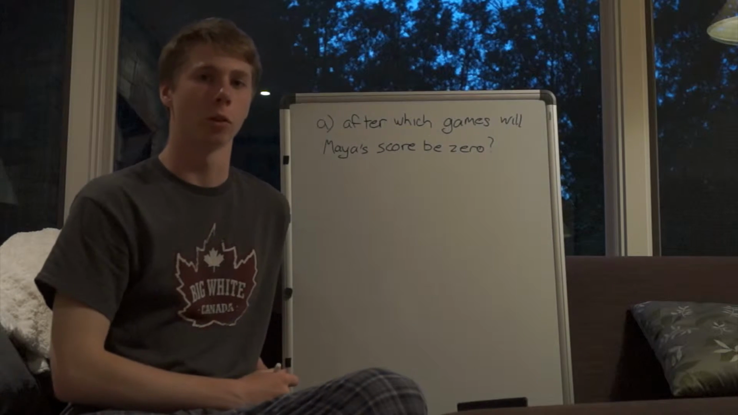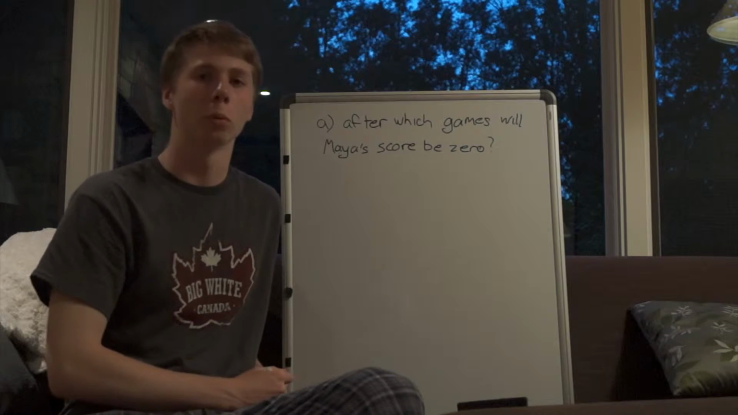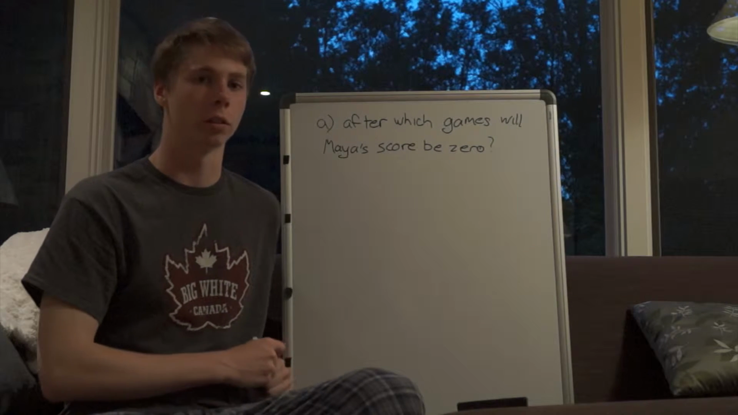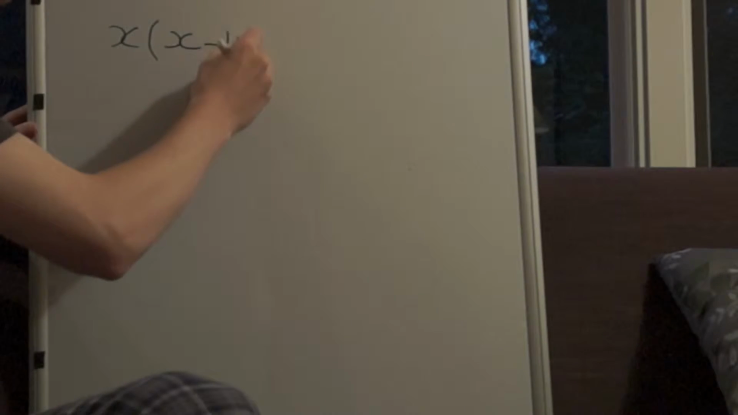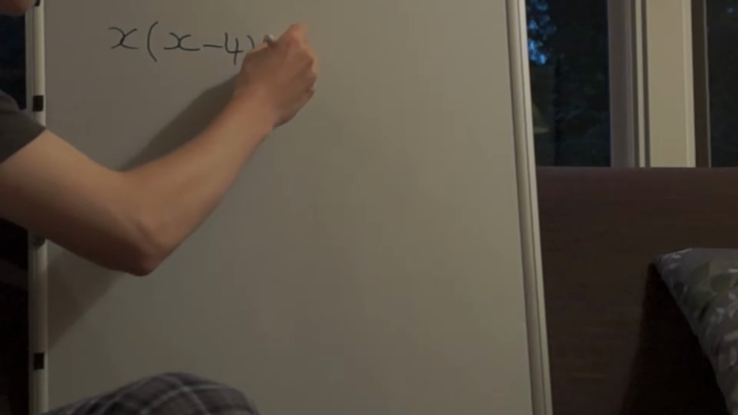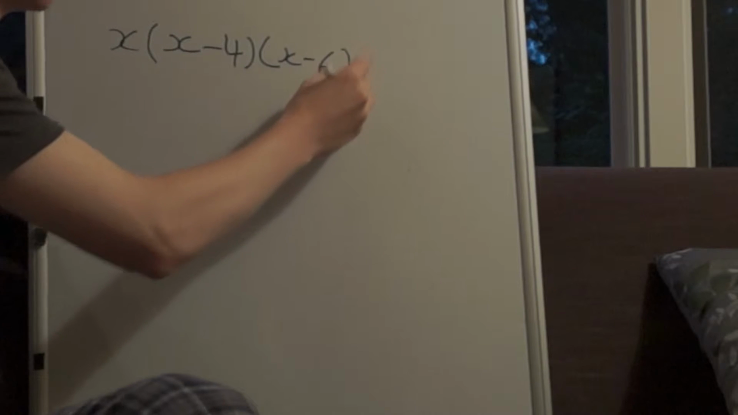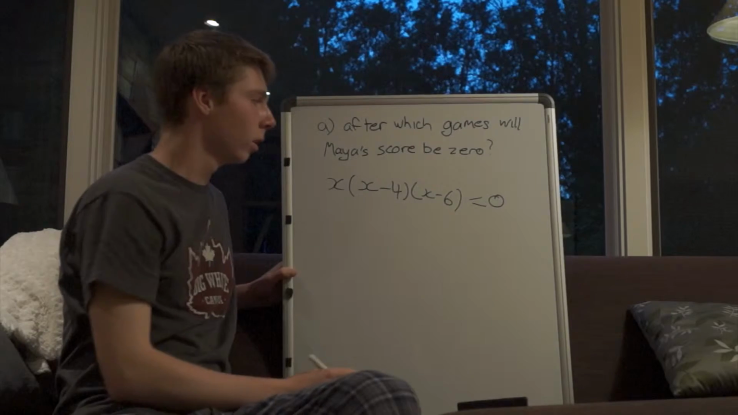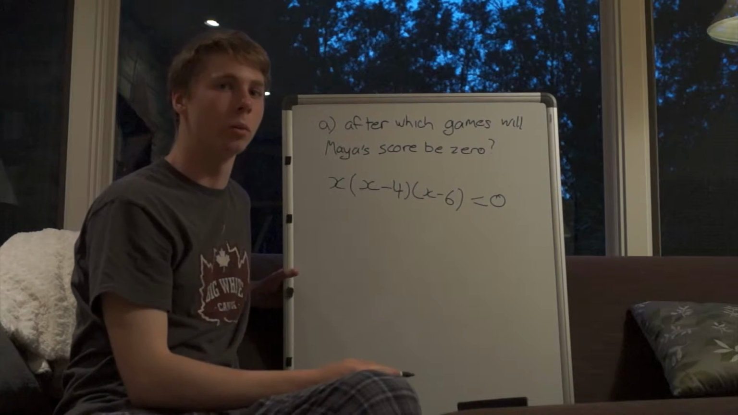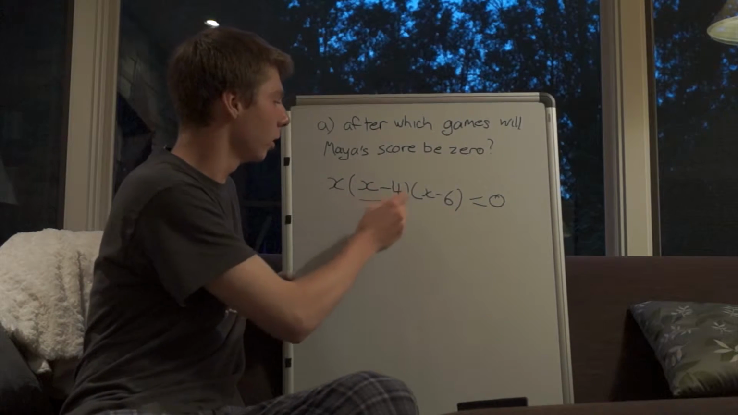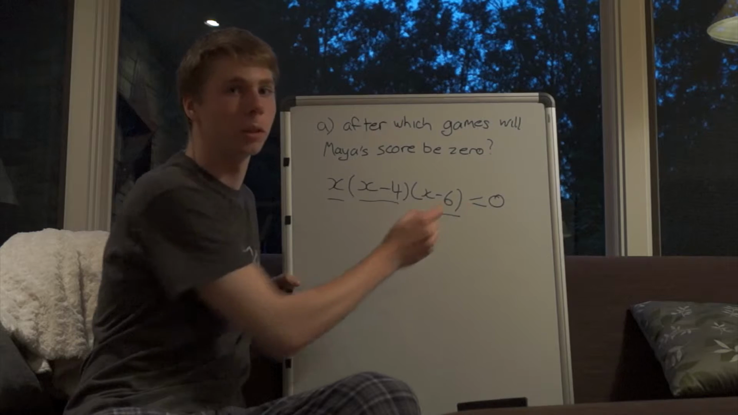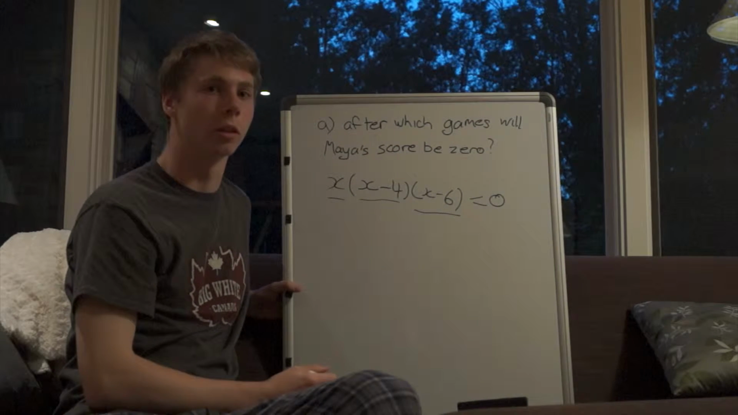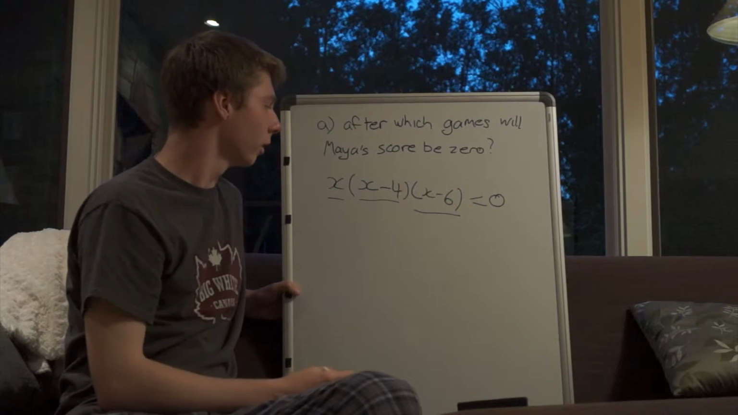Question A, after which games will my score be 0, has a fairly straightforward answer. First of all, we know that my score can be modeled by the equation x(x - 4)(x - 6). And since our score is 0, we can set it equal to 0. Now, since this equation is equal to 0, it means that each one of these sections, since it's multiplication, has to be equal to 0 in order for this to make sense.